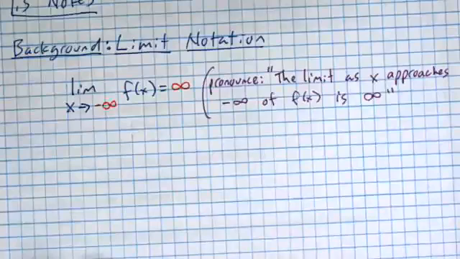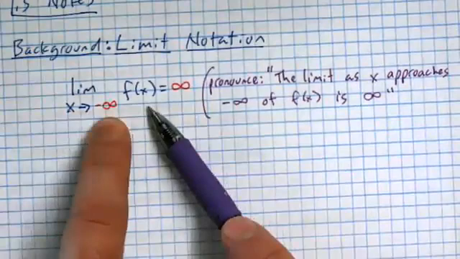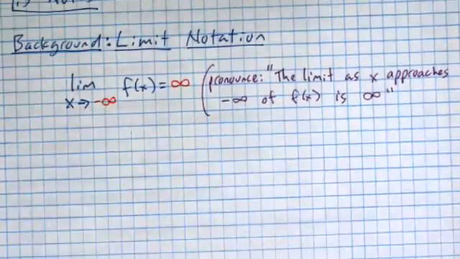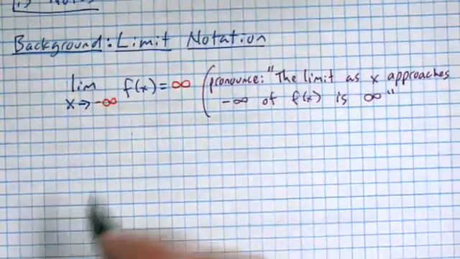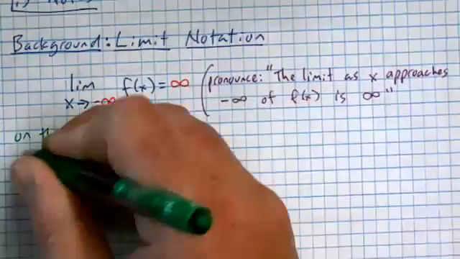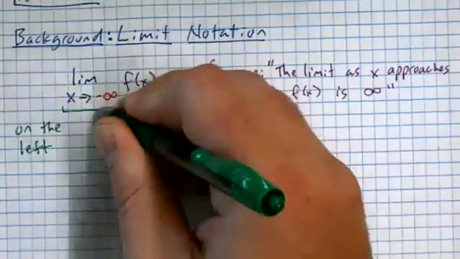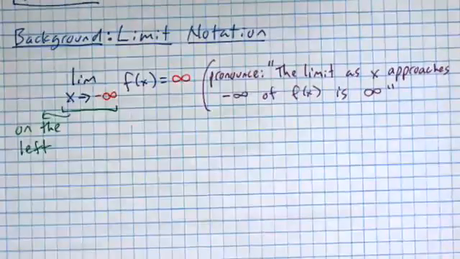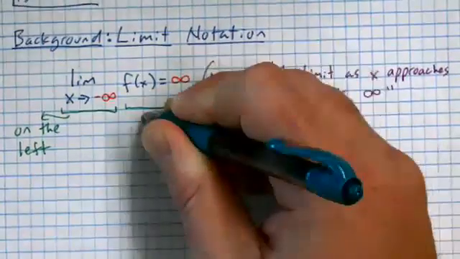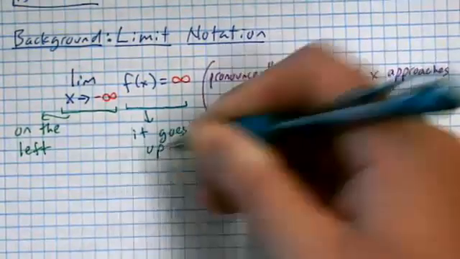The big thing I need you to know is that these two, the negative infinity and the infinity, are the important things. Everything else always looks the same. Let me translate this for you, so you know what this means and it's not so scary. All this is saying is: on the left, that's what this part of it means, on the left, and this part of it means it goes up. That's it.